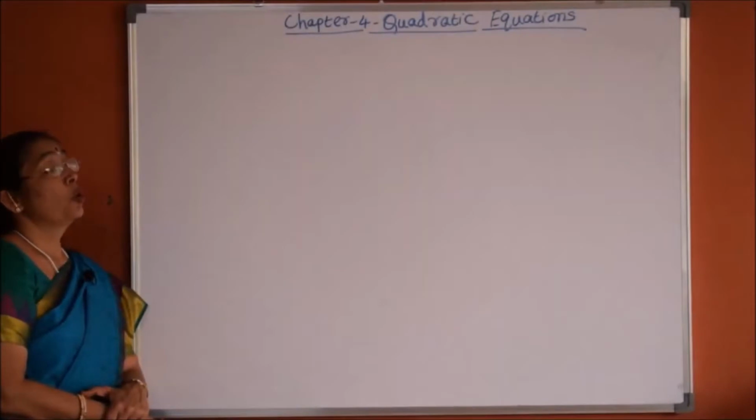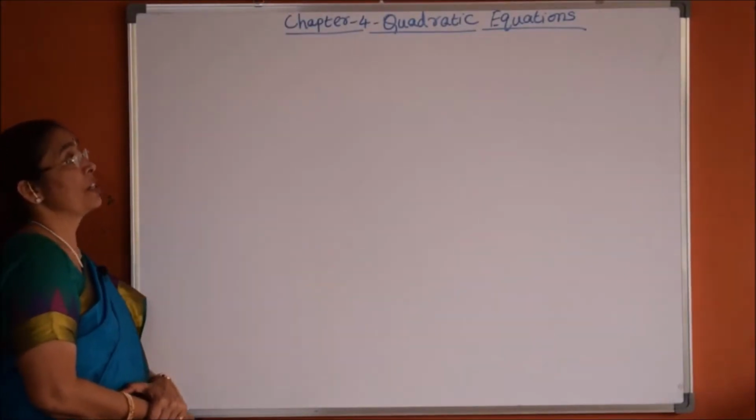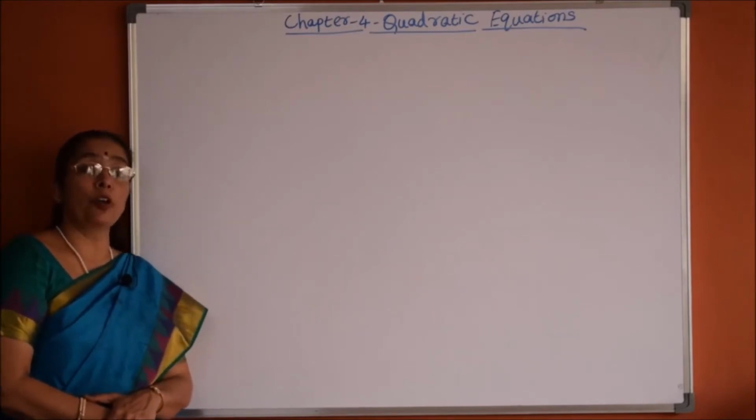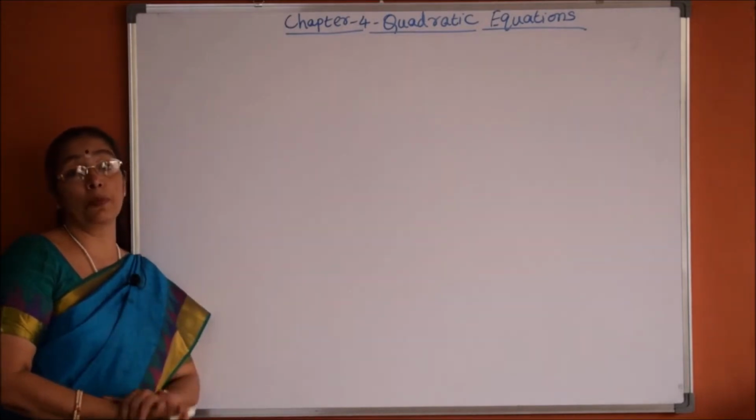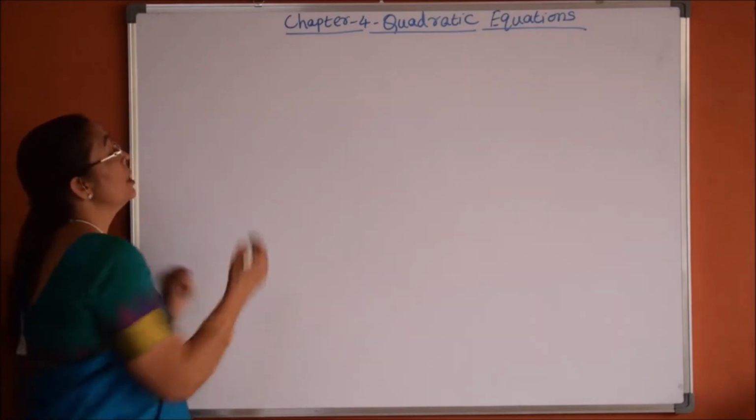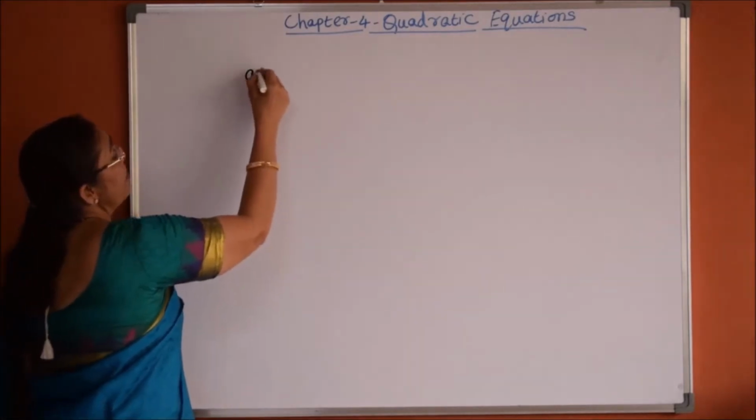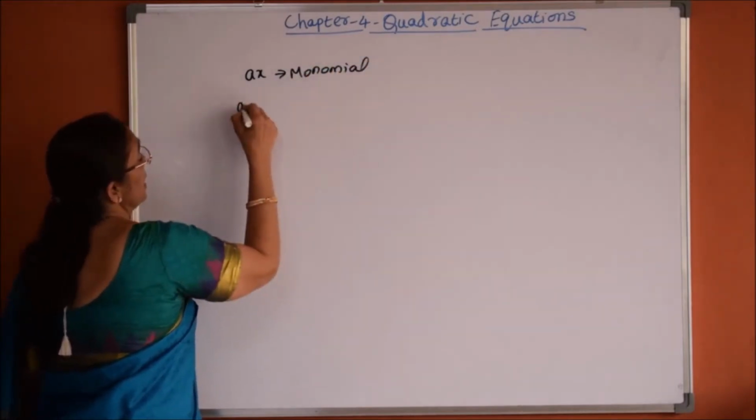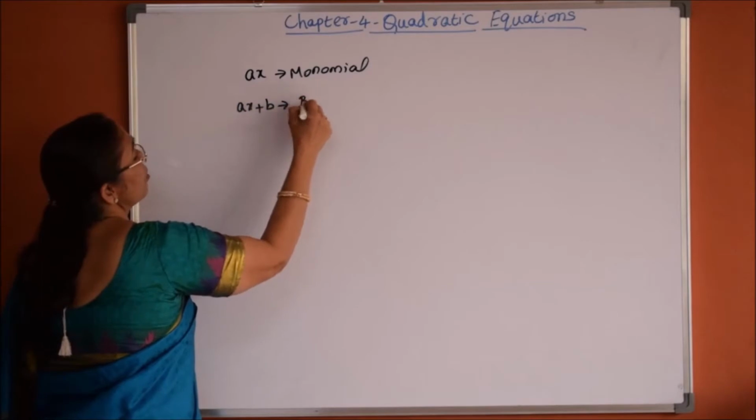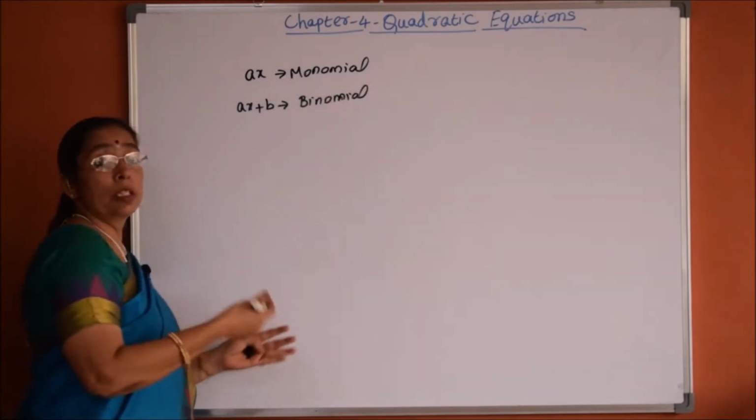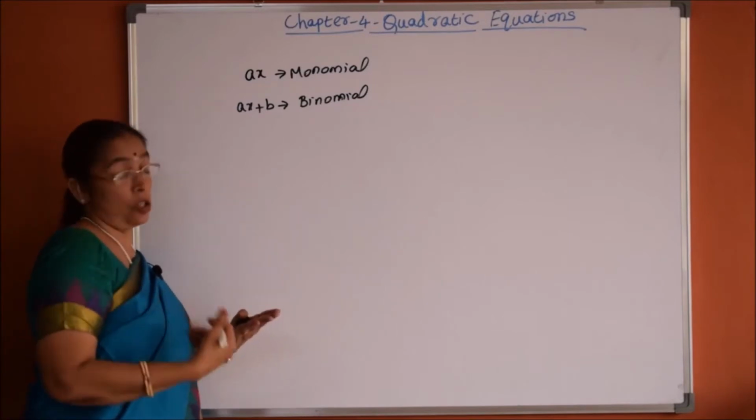Chapter 4, Quadratic Equations. Let us see what is a quadratic equation. We learnt in polynomials different types of polynomials based on the number of terms and based on the degree of the polynomial. If there is only one term, it is called a monomial, and if there are two terms, like ax plus b, then the polynomial is called a binomial. If it is three terms, we know it is a trinomial, etc.